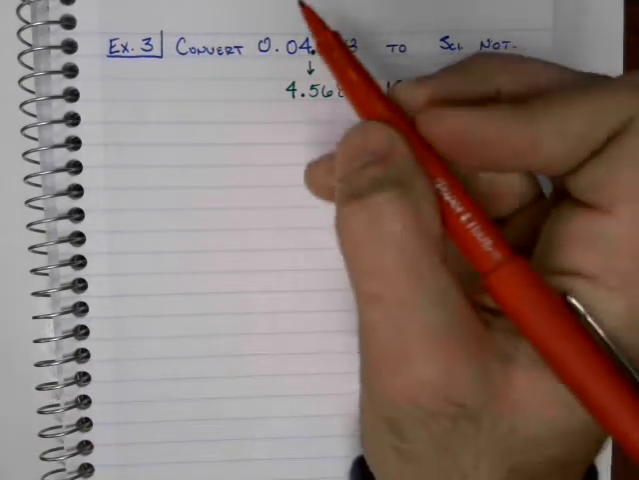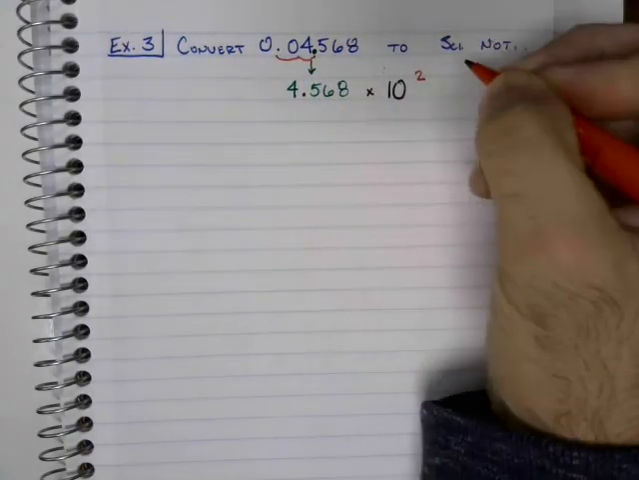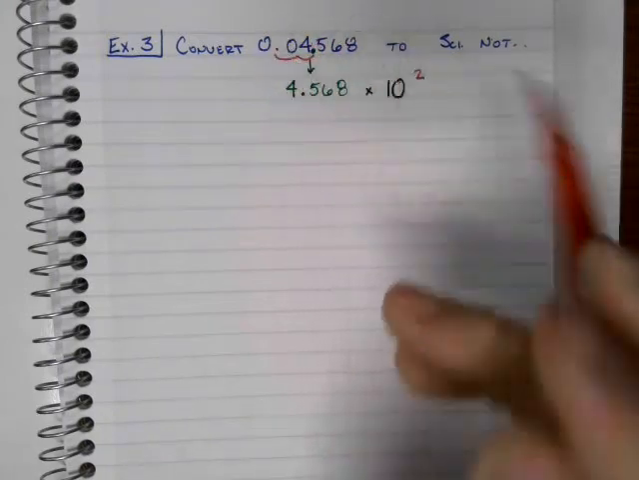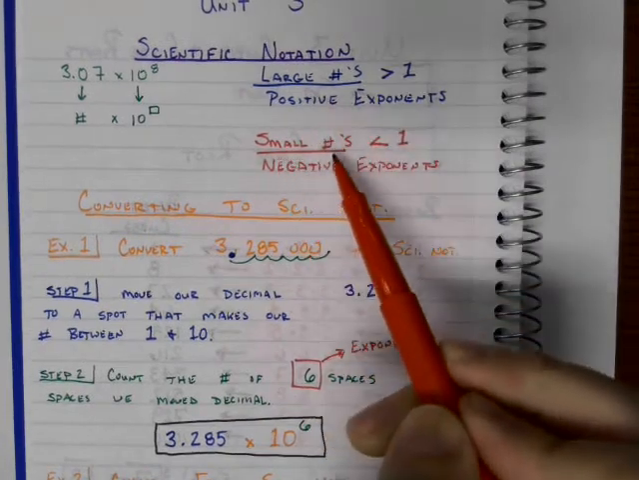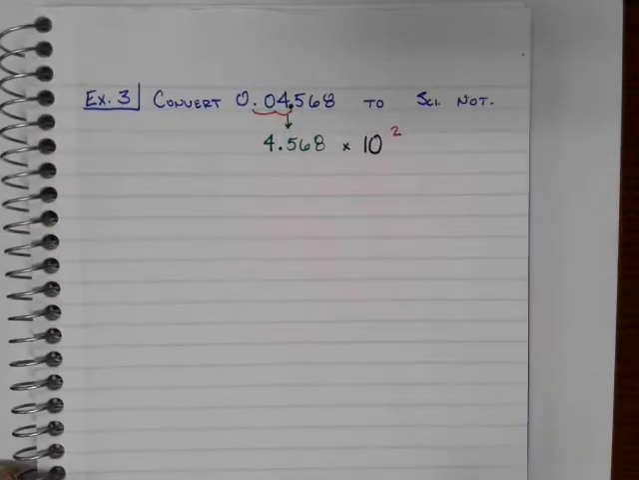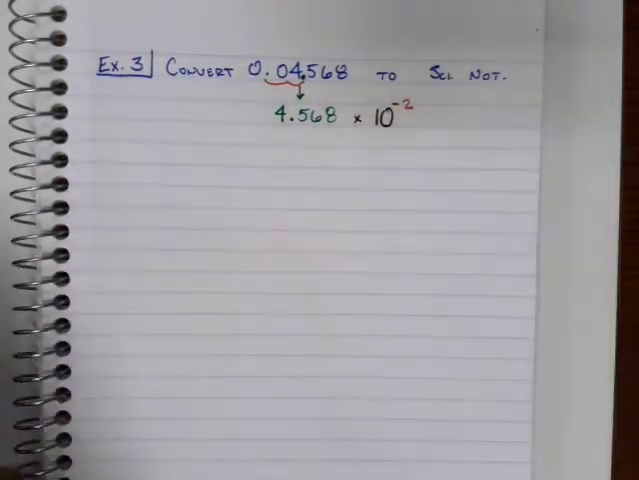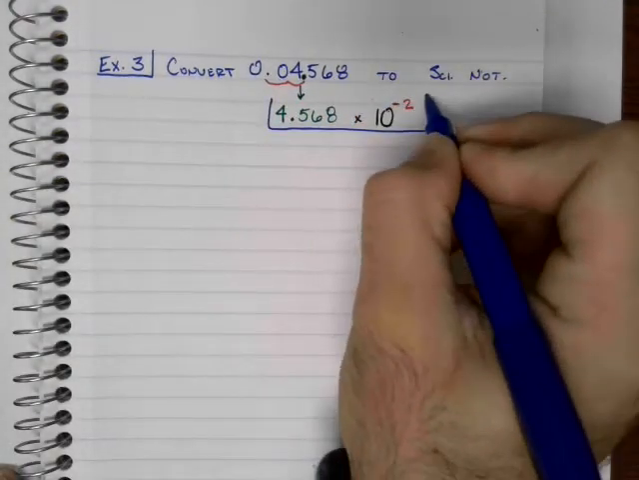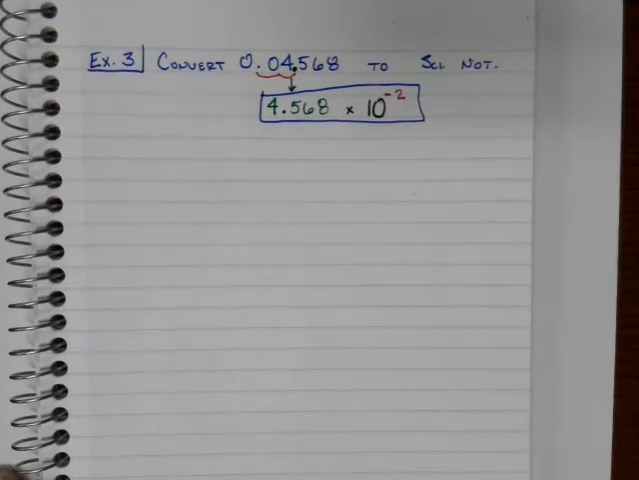Now we need to determine how many places I moved this decimal. I moved it 1, 2, 2 places, and I moved it to the right. But this number is smaller than 1. Remember in our notes, small numbers less than 1 have a negative exponent. So this number is less than 1, which means my exponent will automatically be negative. And that will be our final answer. So if it's smaller than 1, negative exponent.